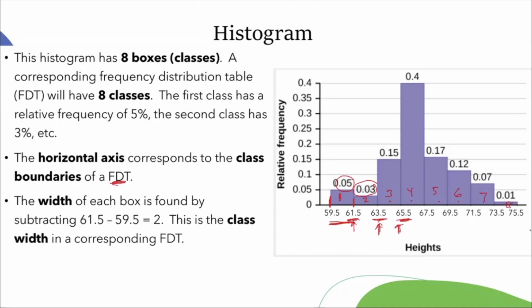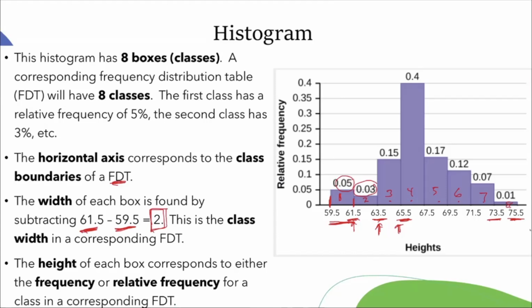The width of each rectangle, each box, is found by subtracting the lower class limit from the upper class limit. So if you take any 2 consecutive class limits, 61.5 minus 59.5, you get a class width of 2. And if you do the same thing up here, 75.5 minus 73.5, you also get a class width of 2. This 2 is the same class width that would exist in the corresponding frequency distribution table. The height of each box corresponds to either the frequency or relative frequency in a corresponding frequency distribution table. So here, this is the relative frequency of the fourth box, and it is 40%, the fourth class.